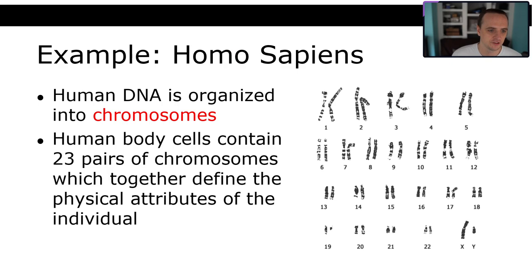Human DNA is organized into chromosomes. Human body cells contain 23 pairs of chromosomes, which together define the physical attributes of the individual. Now, that's for the most part, right? Some humans, when they're born, have fewer or more chromosomes, but it's quite rare. So this is sort of the human typical setup. This is what they look like.